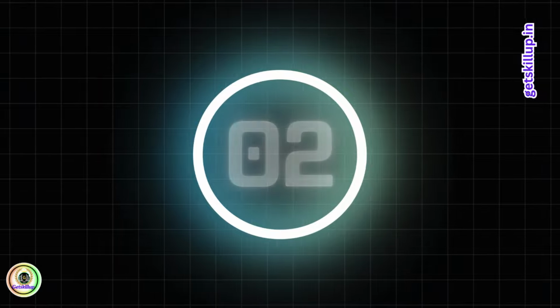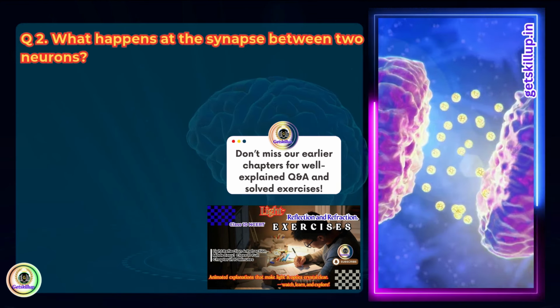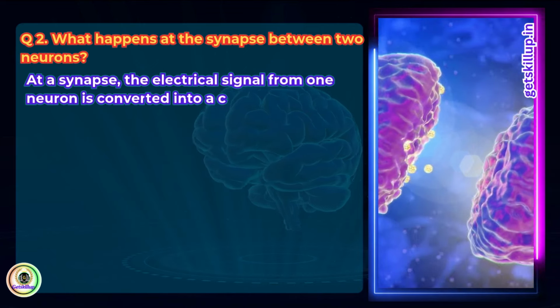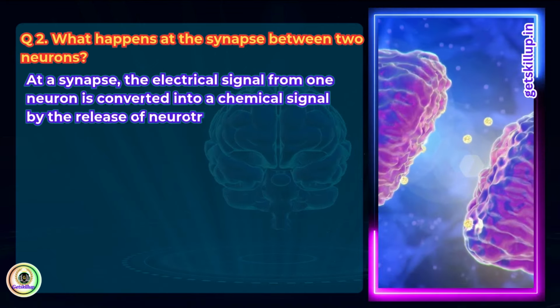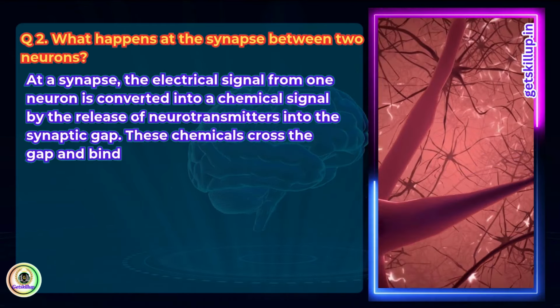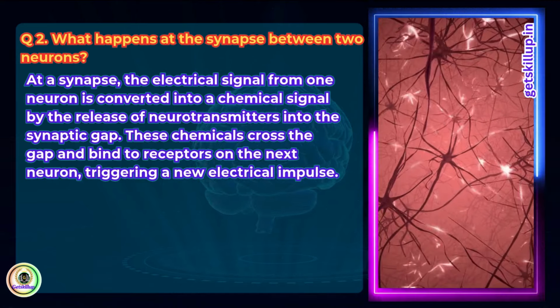Question 2. What happens at the synapse between two neurons? Answer. At a synapse, the electrical signal from one neuron is converted into a chemical signal by the release of neurotransmitters into a synaptic gap. These chemicals cross the gap and bind to receptors on the next neuron, triggering a new electrical impulse.